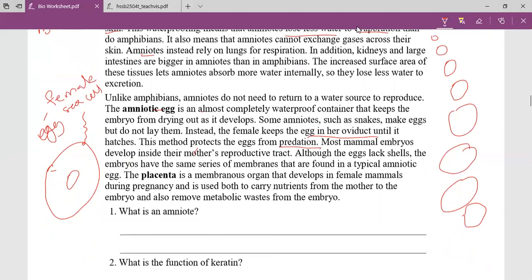You know what predation is? If some organisms lay the eggs, they are easily consumed by other animals. These animals will come around and they will eat the egg. Is that understood? Yeah. So that's called predation.